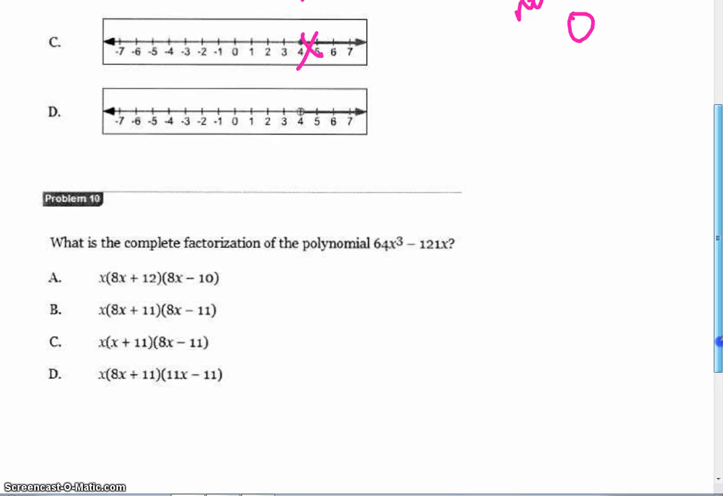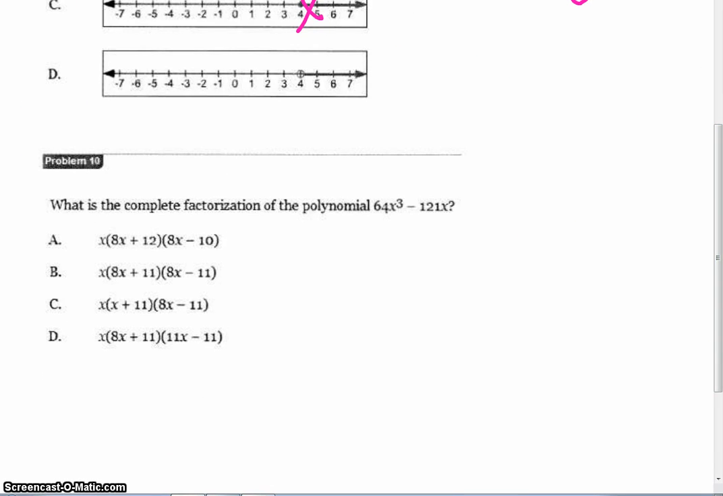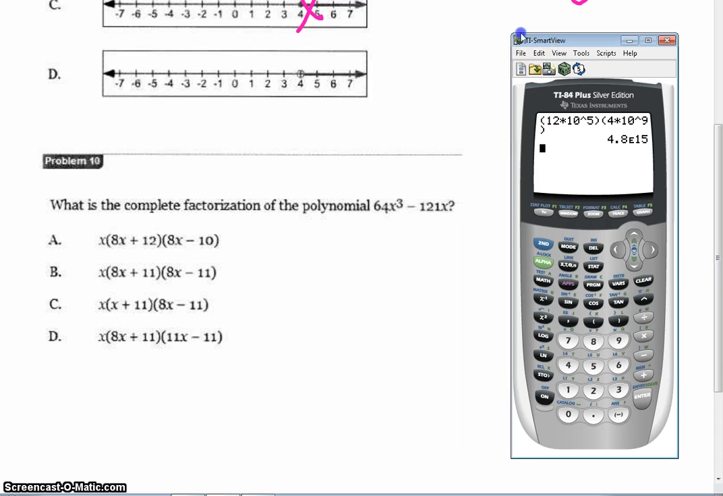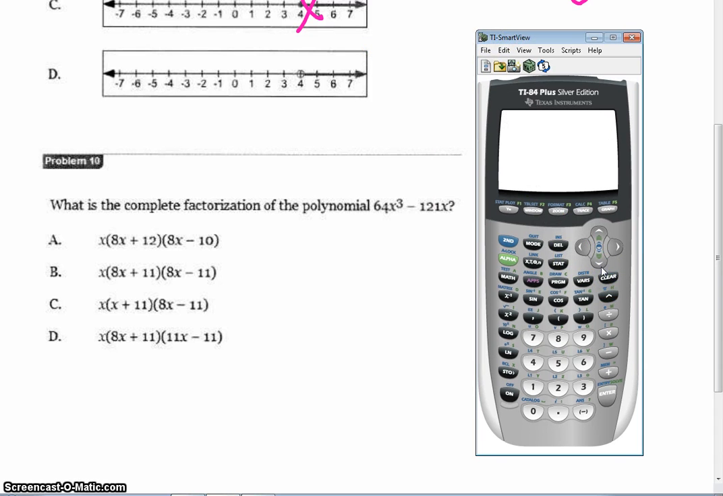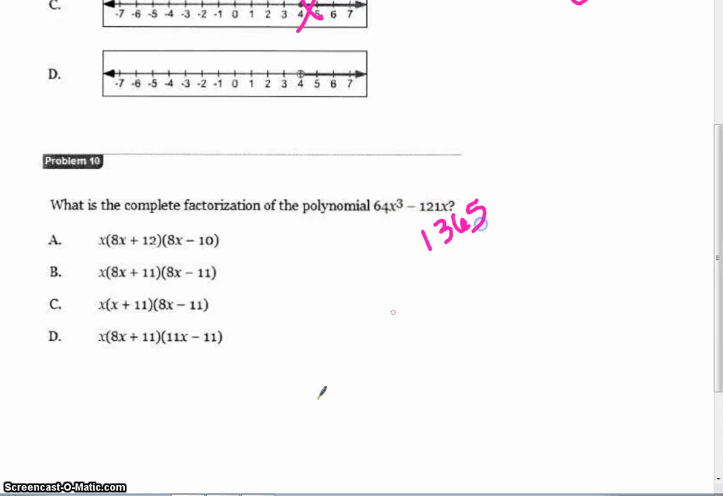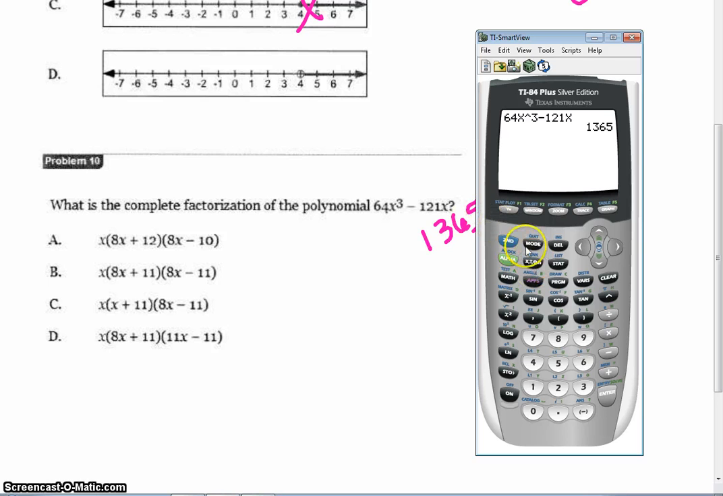Last one, number 10. What is the complete factorization? Once again, you don't really want to have to do all that work. So clear your calculator and do 64x to the 3rd minus 121x. And what do you get? 1365. Remember, you have to have something saved or stored for your x value.